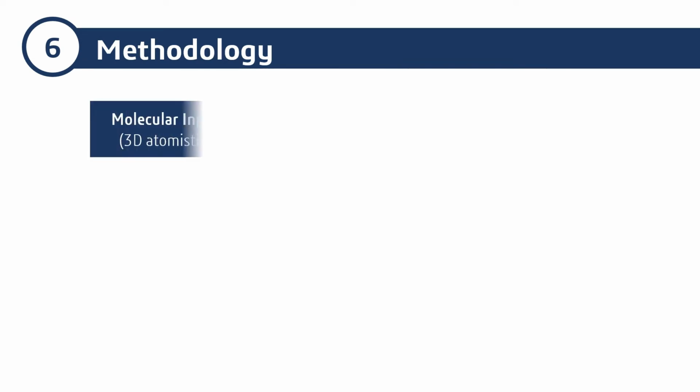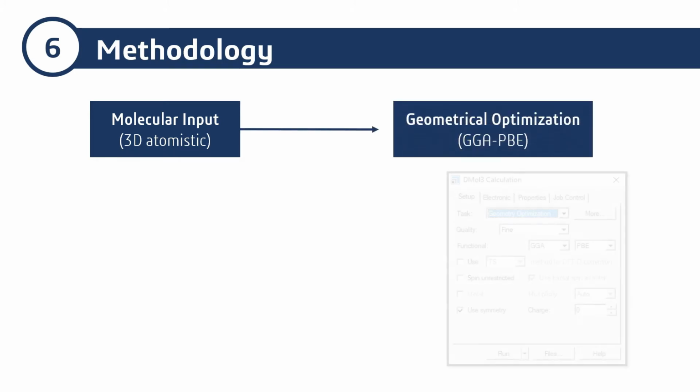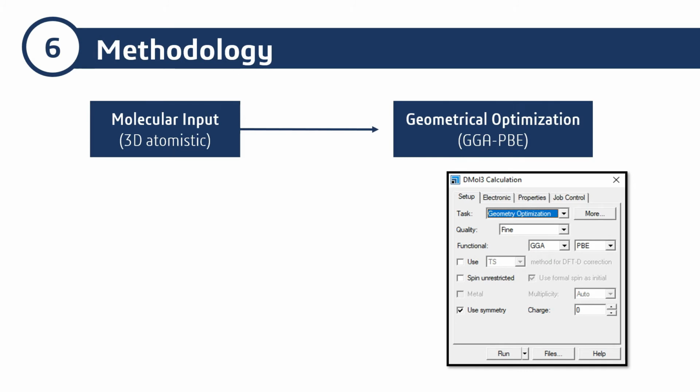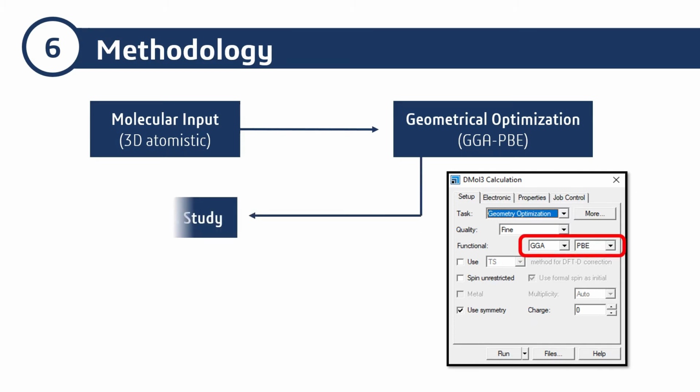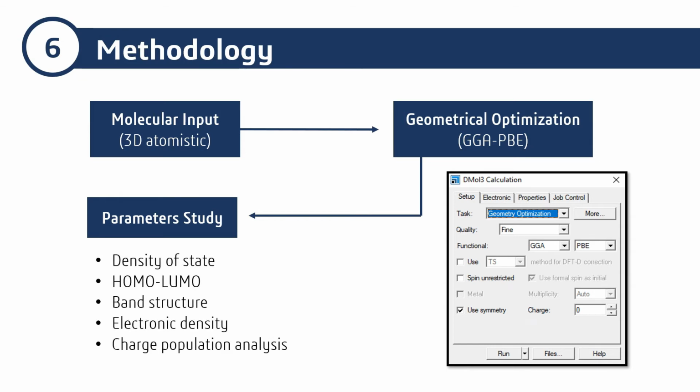Firstly, chalcone was constructed in the Materials Studio interface with a 3D atomistic document. The structure was then optimized to ensure the stability of the chalcone derivative structure using GGA with the PBE exchange correlation functional. There are 5 parameters that were studied to elucidate the fluorescent effect of the chalcone derivative, which are the density of state, HOMO-LUMO, band structure, electronic density, and the charge population analysis.